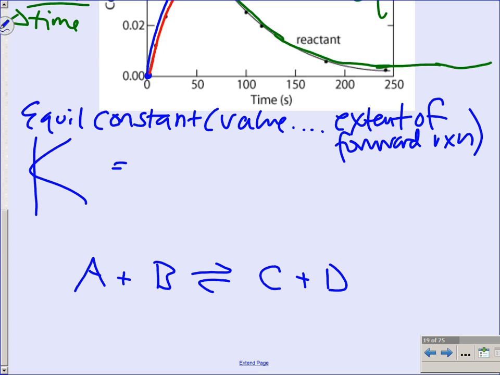So with these being your reactants and products, we put little a's, b's, c's, and d's to represent their coefficients. Ashton, how did you write your expression for K using this generic form?